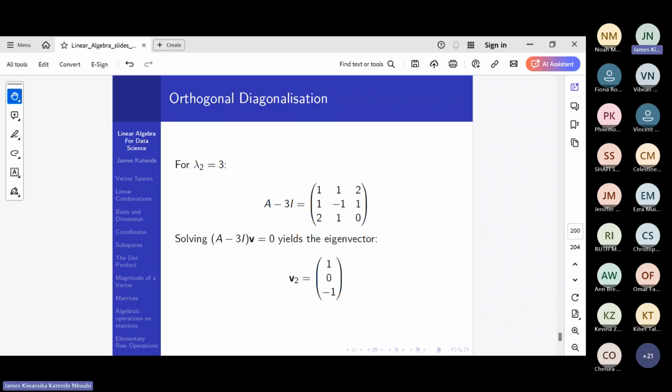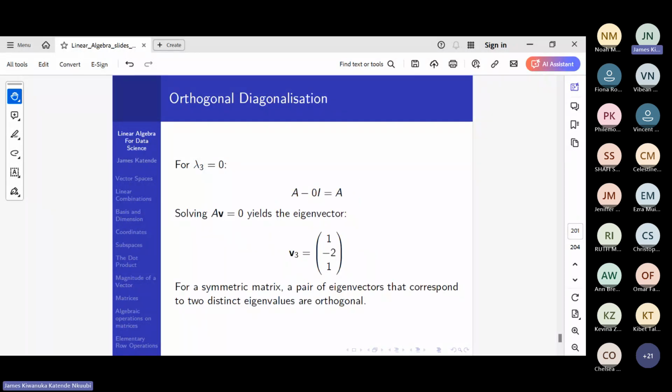When lambda is 3, A minus 3I will be equal to this. You can set up a system of linear equations with this as your coefficient matrix, and the right-hand side all zeros. And when you solve it, this is what you may get. You can get a slightly different vector from this one, but it will most likely be a multiple of this. That gives you the vector corresponding to the eigenvalue 3. And here we get the eigenvector corresponding to the eigenvalue 0.